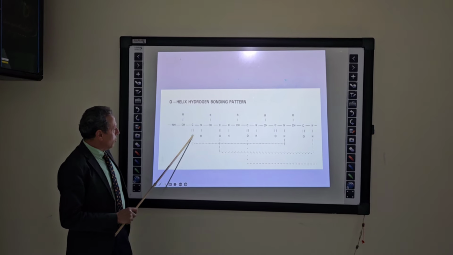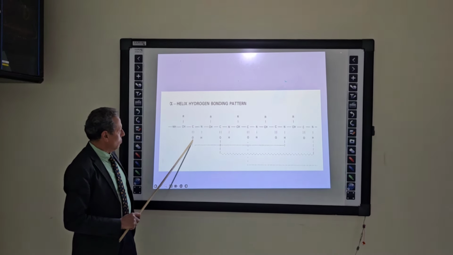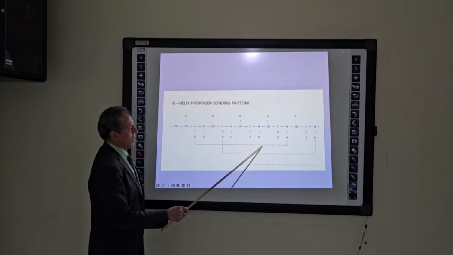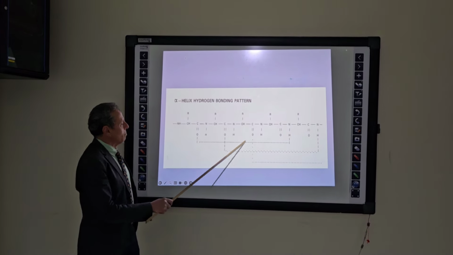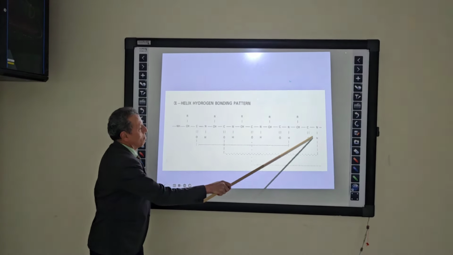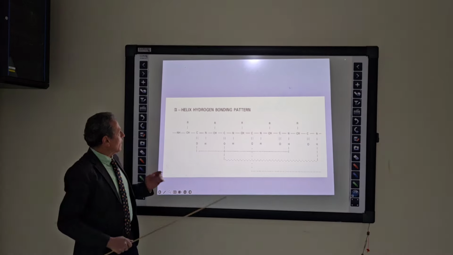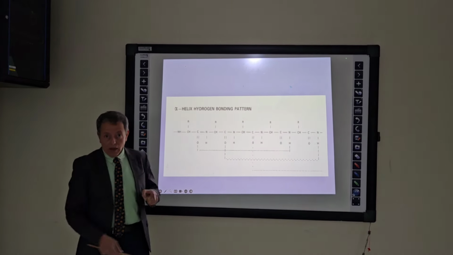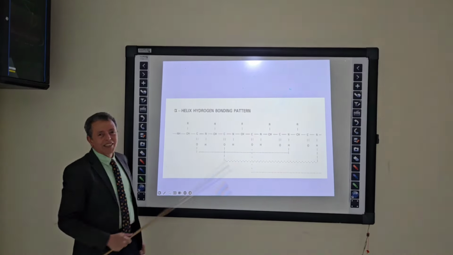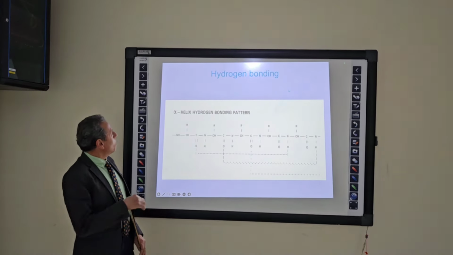If you take any oxygen here with the hydrogen, so oxygen of one amino acid to the hydrogen of the second one, this forms alpha helix, or between this hydrogen and another oxygen. So the hydrogen bonding of the same series is called the alpha helix. Next one will show you beta helix.